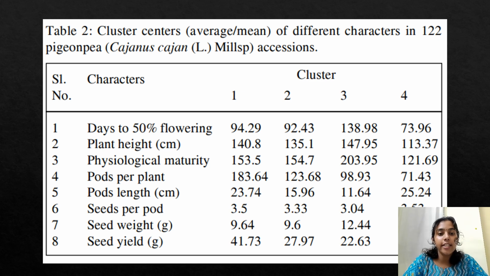First character, that is days to 50% flowering, has a value of 94.29, that is the mean value in the first cluster, and 92.43 in the second cluster, 138.98 in the third cluster, and 73.96 in the fourth cluster, and so on for the other characters as seen in the table.